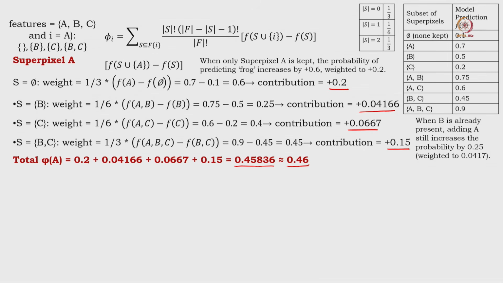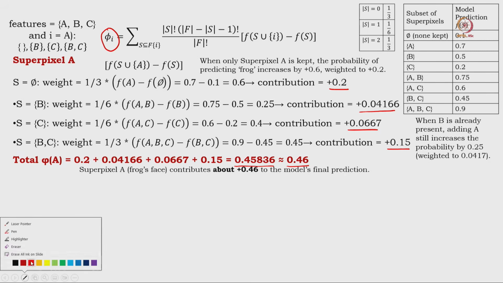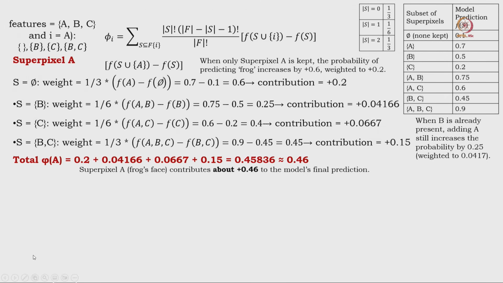So, what exactly have we calculated here? Superpixel A contributes about plus 0.46 to the model's final prediction. What we have calculated is the SHAP value. SHAP value for what? SHAP value for A. And what is the value that we have calculated? It is 0.46. And how to interpret this? The superpixel A, which is the frog's face, contributes about plus 0.46 to the model's final prediction.